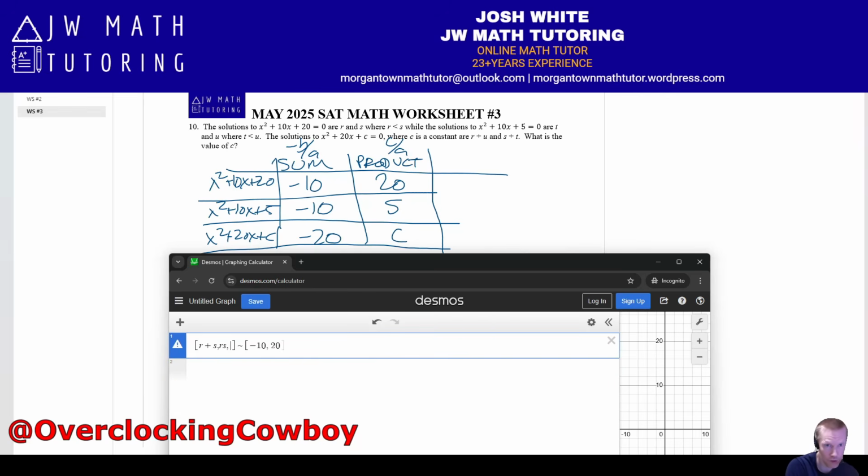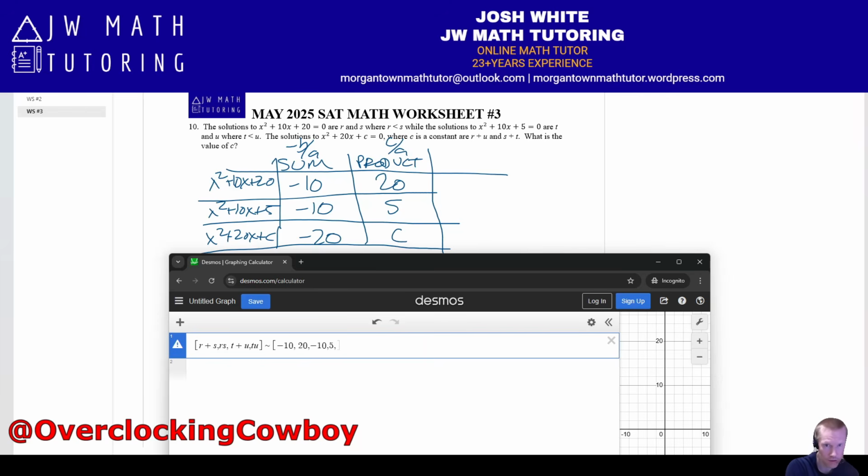Then we go down to the next one. We know that the sum of the two roots, which is t plus u, is equal to negative 10. And we know that the product of the two roots, t times u, is equal to 5. So all I'm doing is filling in the sum of the roots from the first one, what number it's equal to from the chart. Product of the roots from the first one, the number it's equal to from the chart. Do the same for the second equation.